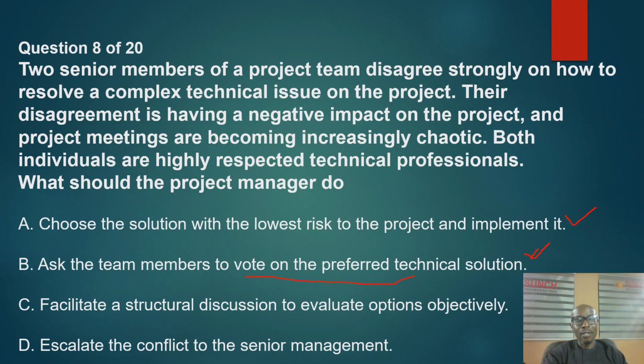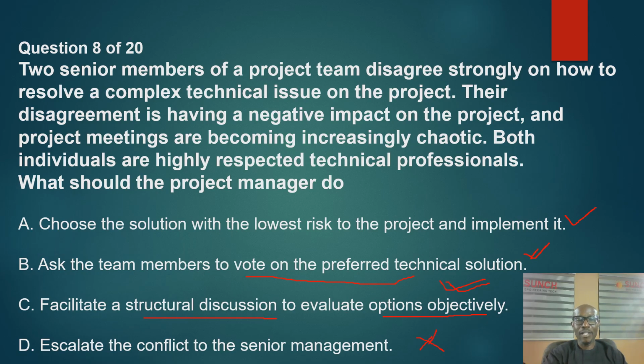Okay. C. Facilitate a structured discussion to evaluate options objectively. This looks more like a technical solution. D. Escalate the conflict to the senior management. Escalation should be out of it. That should be the last thing you do.